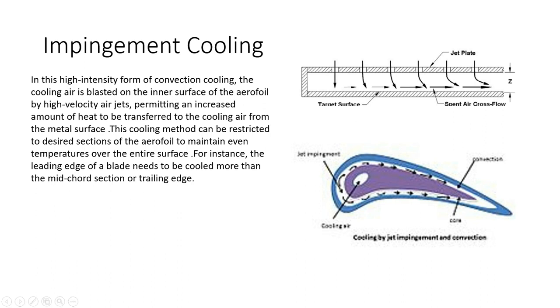Okay, in this high intensity form of convection cooling, the cooling air is blasted on the inner surface of the airfoil by high velocity air jets, permitting an increased amount of heat to be transferred to the cooling air. This cooling method can be restricted to a desired section of the airfoil to maintain even temperature over the entire surface. For instance, the leading edge of the blades needs to be cooled more than the mid-chord section of the trailing edge. So what this statement says is that the leading edge of the airfoil in a given cross section of a blade is subjected to higher temperatures as opposed to the trailing edge.